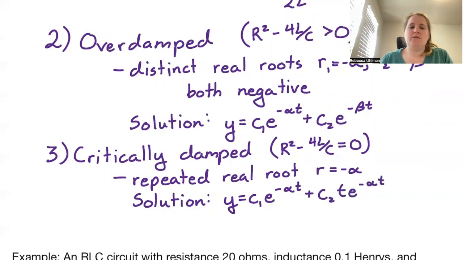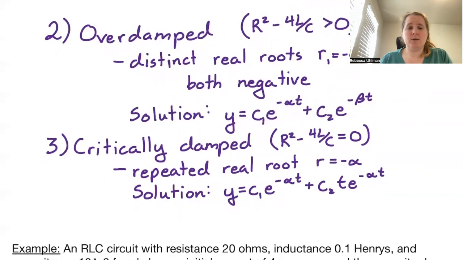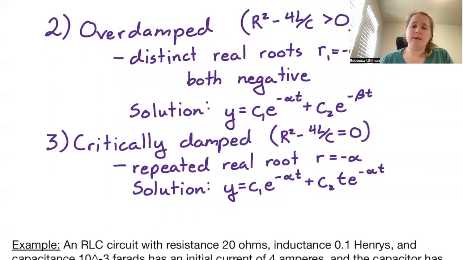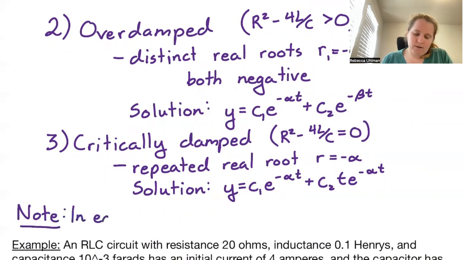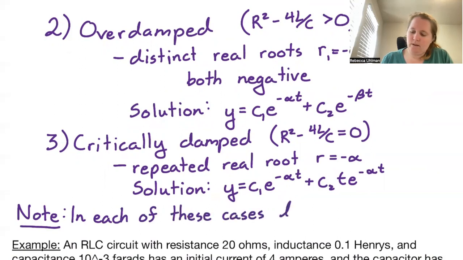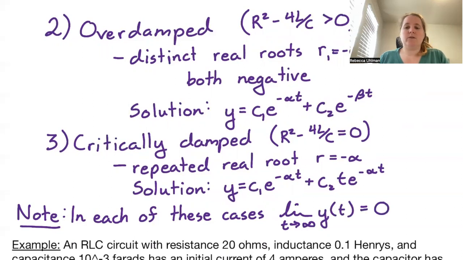So just like with our spring mass systems, note in each of these three cases, the limit as t goes to infinity of y of t is just 0. So all of the homogeneous solutions essentially disappear as time passes.